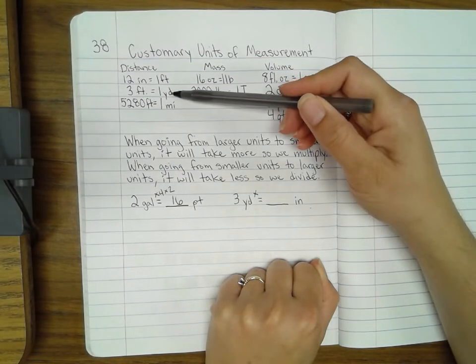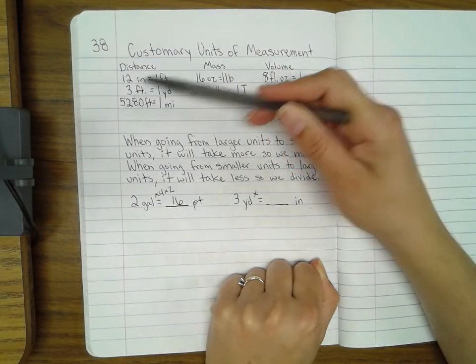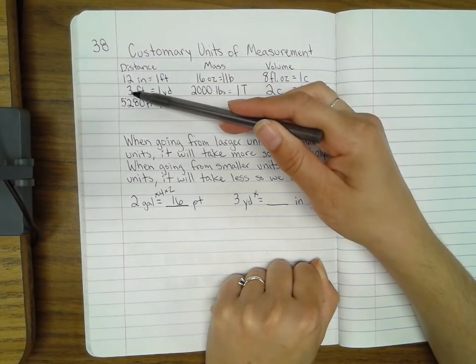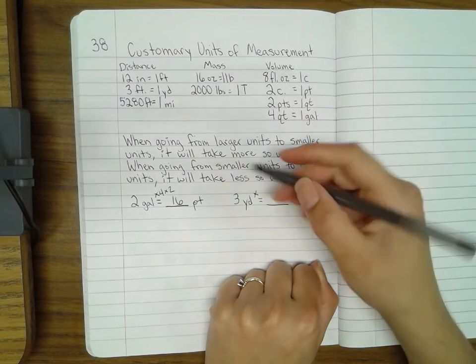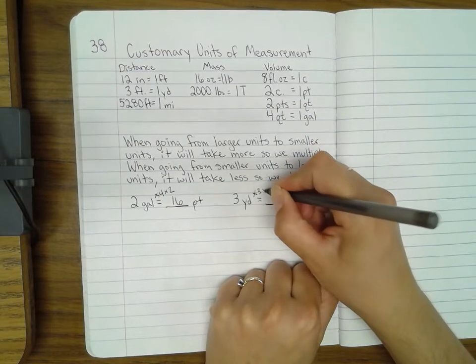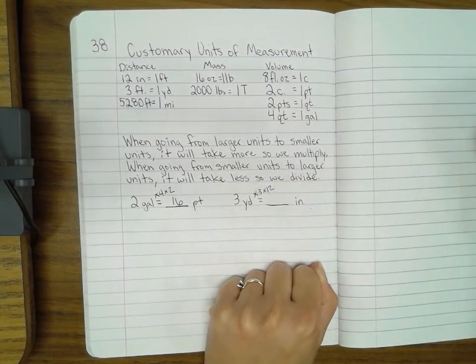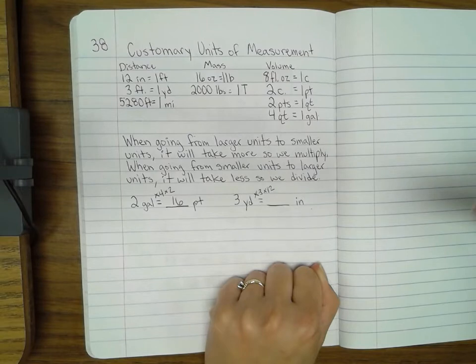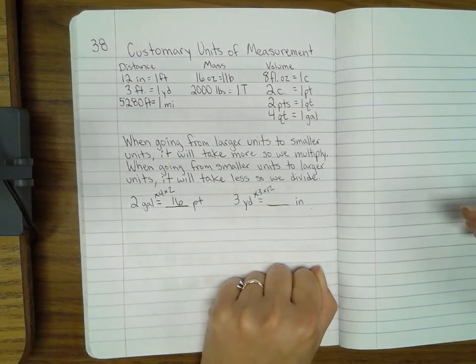To go from yards to inches, I need to go to feet first and then into inches. So I'm going to times by 3, and then I'm going to times by 12 to get it to inches. So times by 3 and times by 12. Now some of you are thinking, can't I just times by 36? Yes, you can. And 3 times 12 is 36. So if you can see that, that's just fine.